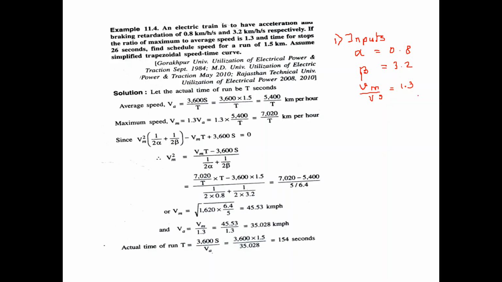This means the maximum speed is 30% more than the average speed. This is what they want to say. And the time for stop, Ts, is given as 20 seconds. And then the scheduled speed, Vs, is also given, for a run of 1.5 kilometer. Assume a simplified trapezoidal speed time curve.